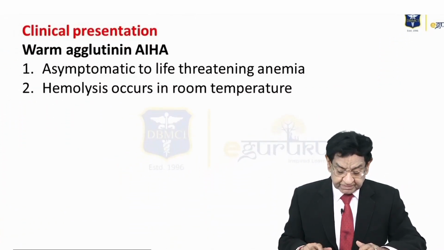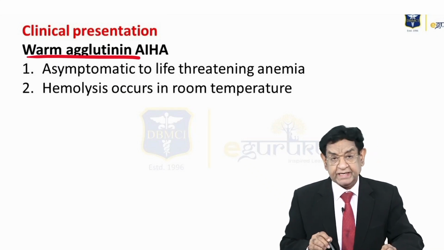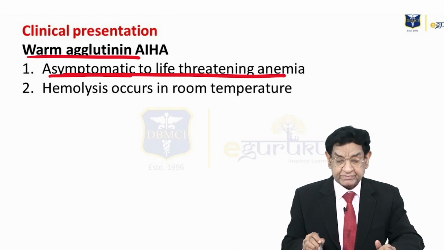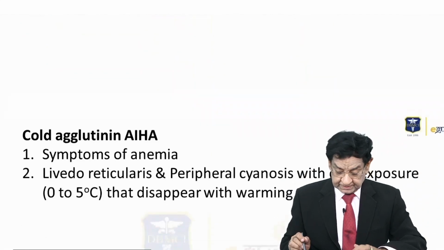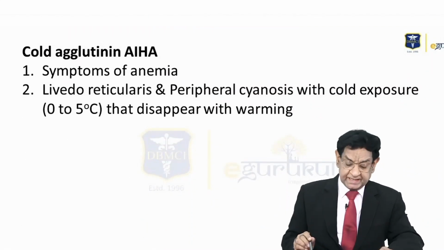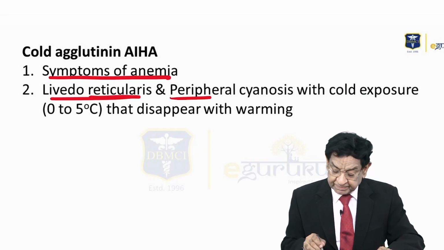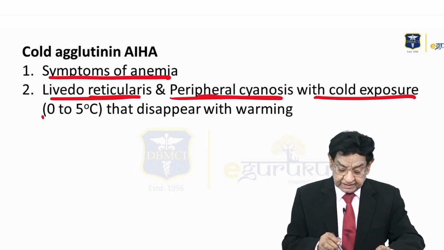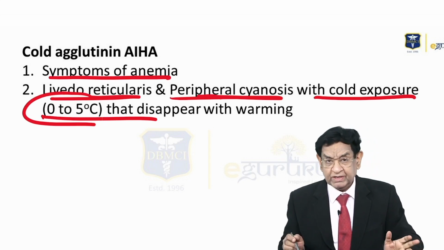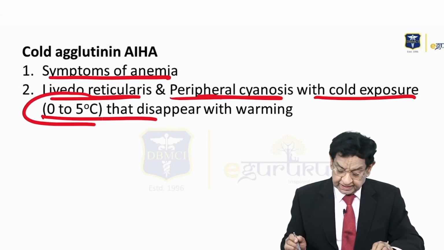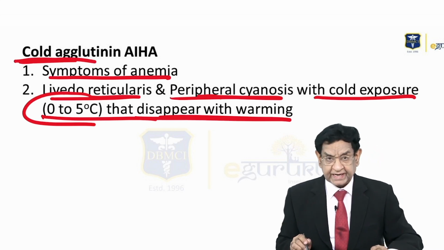Now, how do they present to us? In warm agglutinin AIHA, it could be no symptoms to life-threatening anemia. Hemolysis occurs at room temperature. In contrast, in cold AIHA, symptoms of anemia will be there. There may be livedo reticularis and peripheral cyanosis with cold exposure. Point to be noted, this happens in extreme cold, like 0 to 5 degrees or maybe below also, and it disappears with warming. That's why it is known as cold agglutinin AIHA.